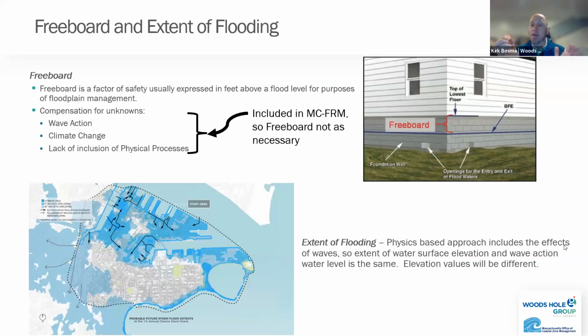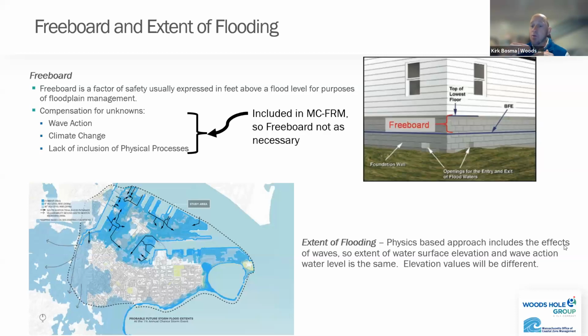So the model's waves, hydrodynamics, surge, and tides are all talking to each other every time step in the model, so the extent of flooding from the physics-based approach goes all the way, includes all the physics, the effects of the waves, run up, all those things are included, so we get the maximum extent. When we present a wave action water level, we don't change that extent. That just explains where the waves are and what their elevation is on top of that still water level, right? That includes the effects of waves and setup and everything like that.